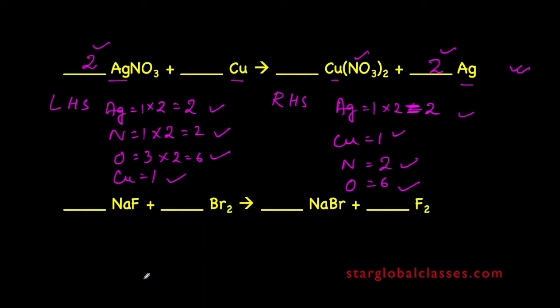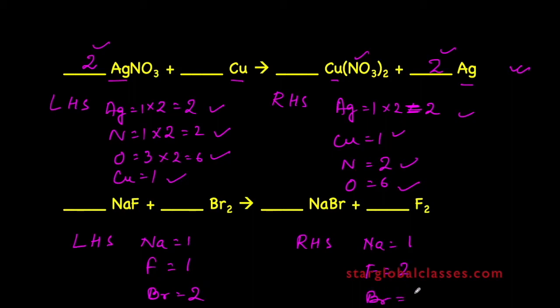Next chemical equation is sodium fluoride plus bromine to form sodium bromide plus fluorine. On the left hand side we can see sodium is 1, fluorine is also 1, bromine atoms are 2. And on the right hand side RHS, sodium is 1, fluorine 2 and bromine 1.